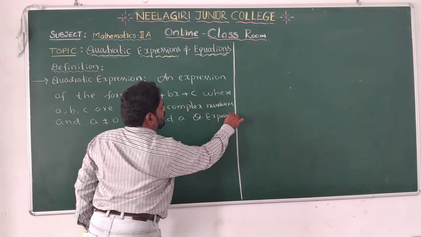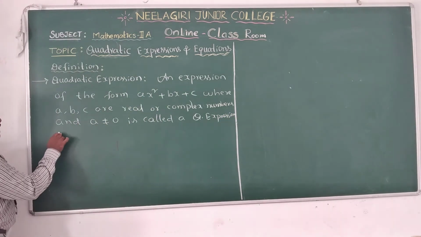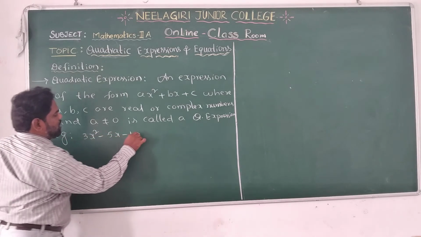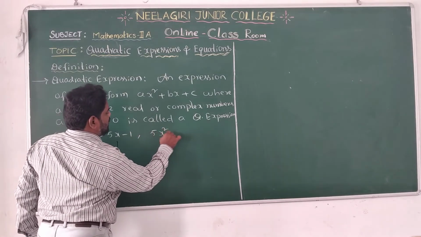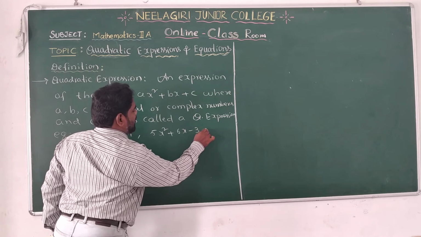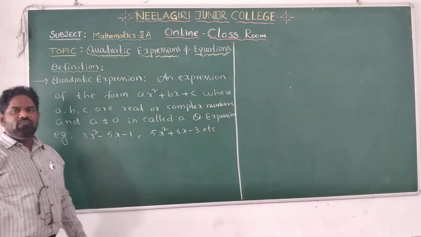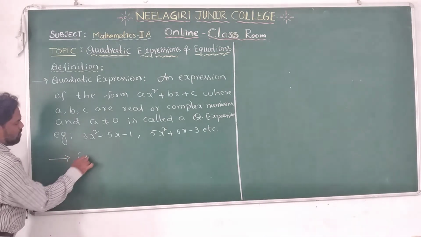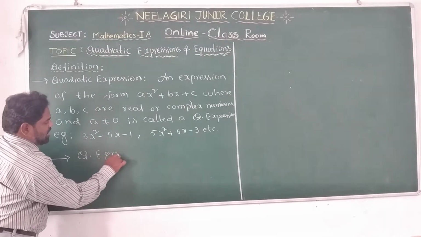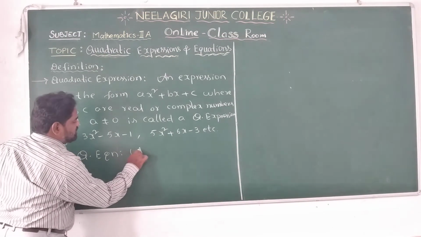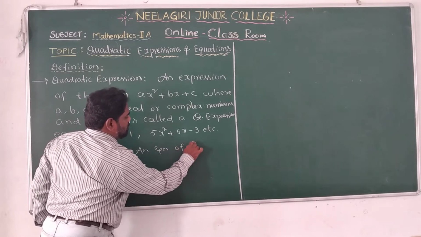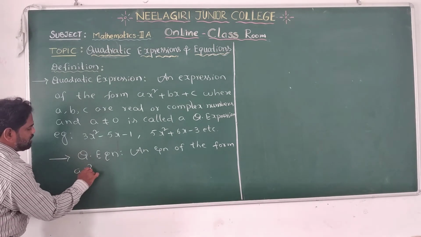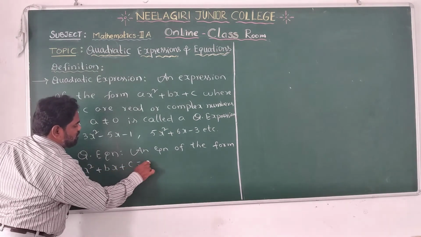We are going to see an example. Examples are 3x square minus 5x minus 1, 5x square plus 6x minus 3, etc. Let us see one more definition: quadratic equation. A quadratic equation is an equation of the form ax square plus bx plus c equals 0.